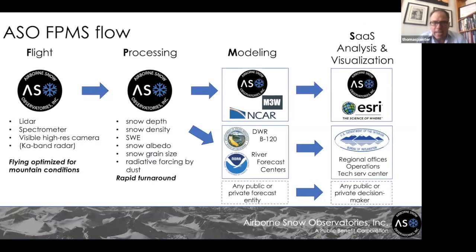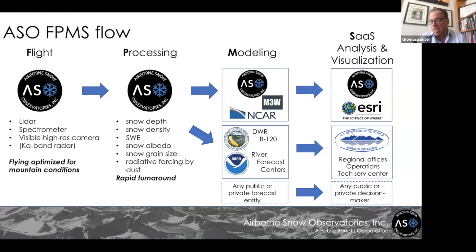So let me jump this ahead. What ASO is: flight, processing, modeling, and then the piece that we're putting together right now is the SaaS, which is software as a service. And so I've just described the flight. The processing is through that software that we developed at NASA with the rapid turnaround, and it's not just the depth or the SWE and albedo, but also snow grain size and radiative forcing, so how much additional sunlight is being absorbed by dust, et cetera.